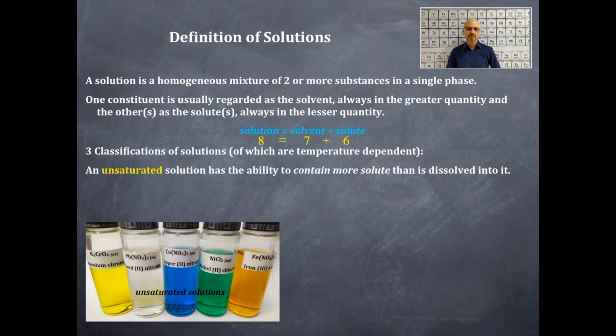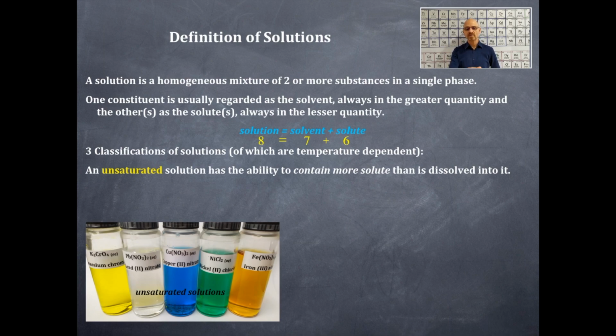The first one is potassium chromate. Then we have lead II or plumbous nitrate. We have calcium nitrate. We have nickelous chloride. And we have ferric nitrate right there. All of these are unsaturated solutions. That means there is more solute that can go into the solvent. The solvent is water in this case, and water is called the universal solvent because the vast majority of things can go into it, and that's what we use for chemistry.